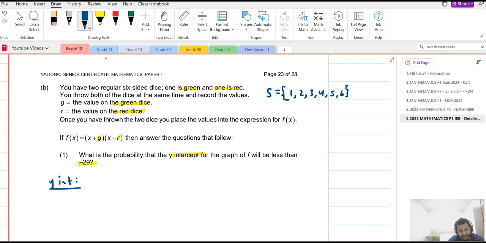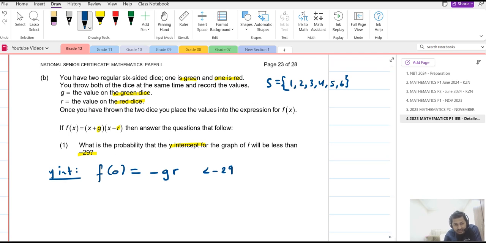Y-intercept is making x 0. F of 0 is 0 plus g, which is just negative gr. Now G and R are basically sample spaces. So I need this answer to be less than negative 29, the probability. Now when you roll two dice, what's the total number of outcomes? 6 times 6 is 36. So my total must be over 36.